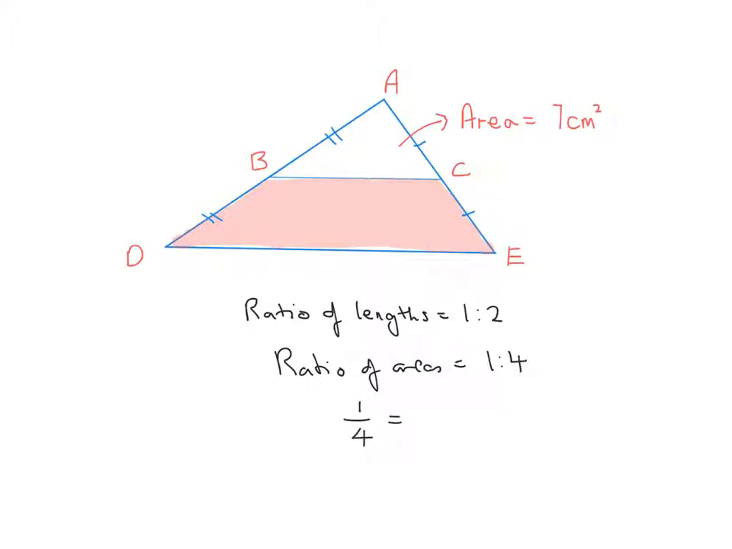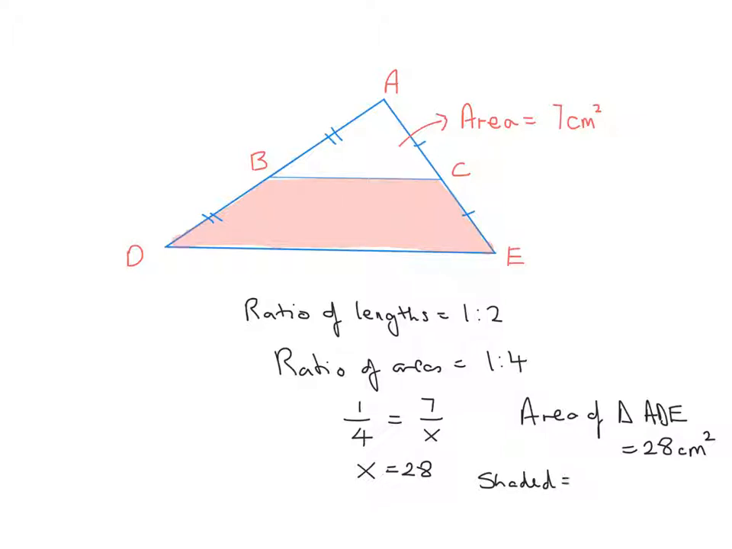We know that the 7 is the small one, so therefore the big triangle will be the x. Cross multiply, x equals 28. So therefore the area of triangle ADE equals 28 centimeters squared. So the shaded area will be the 28 minus the 7, which equals 21 centimeters squared.